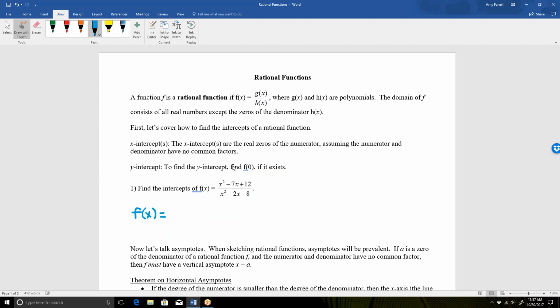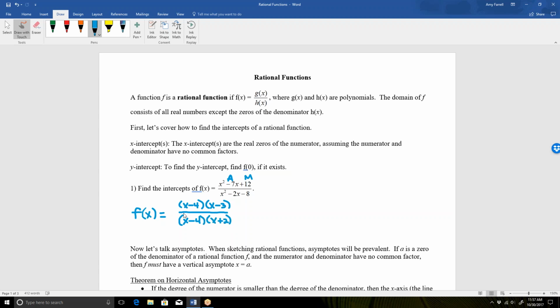And let's factor it first, because to find the x-intercept, we need to make sure that the numerator and denominator have no common factors. So that numerator factors as x minus 4 times the quantity x minus 3. To factor that, I just looked for two numbers that add to -7 and multiply to 12. I'm going to do the same thing for the denominator, looking for two numbers that add to -2 and multiply to -8. That would be -4 and +2.